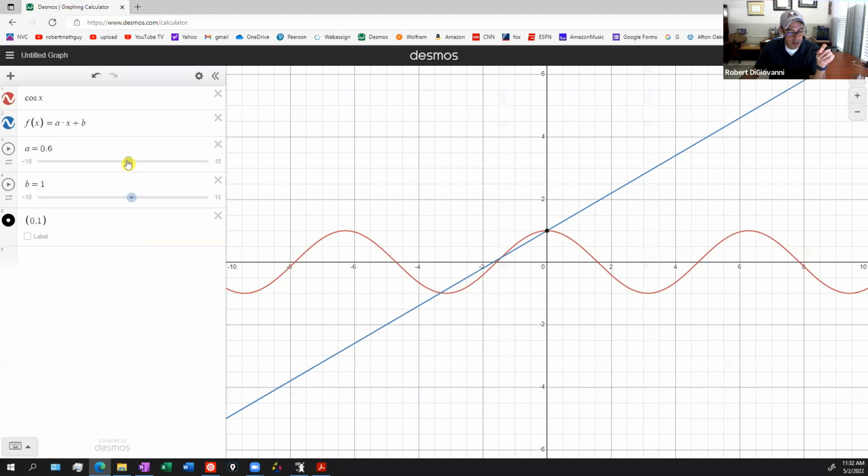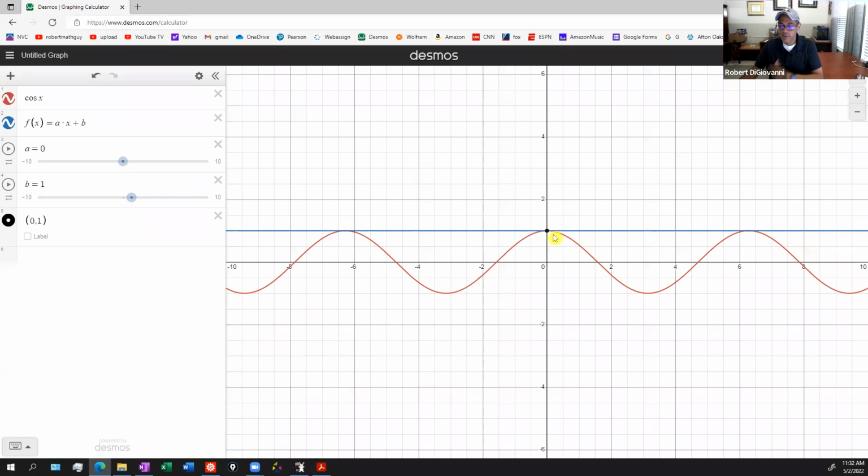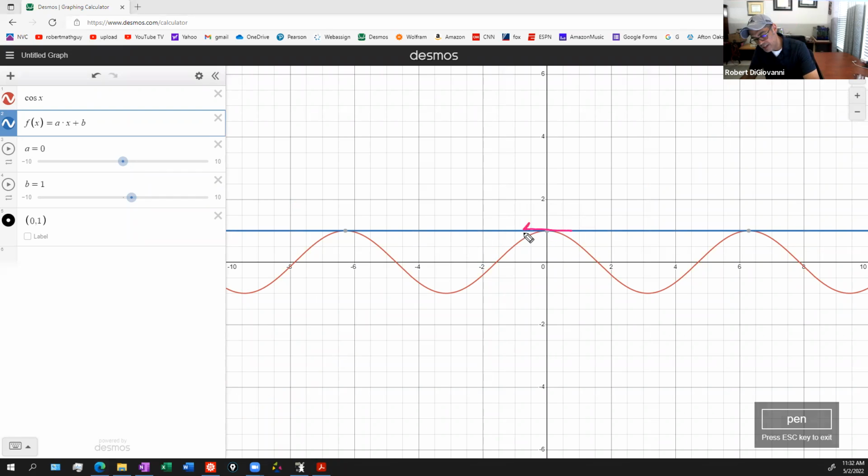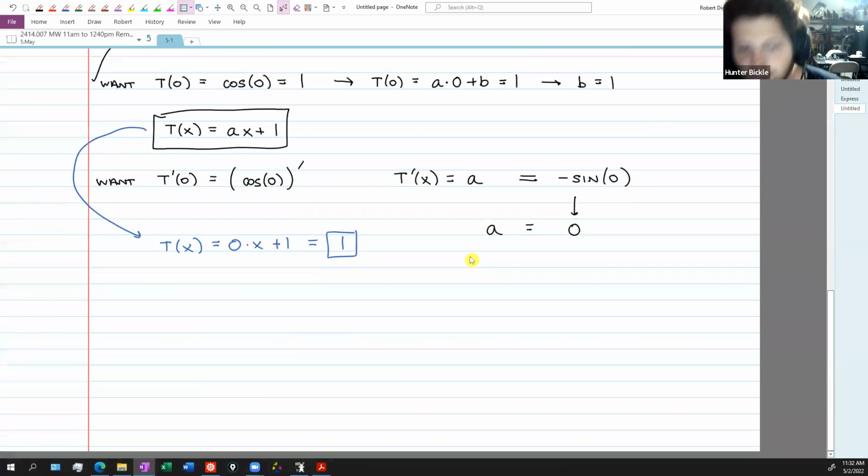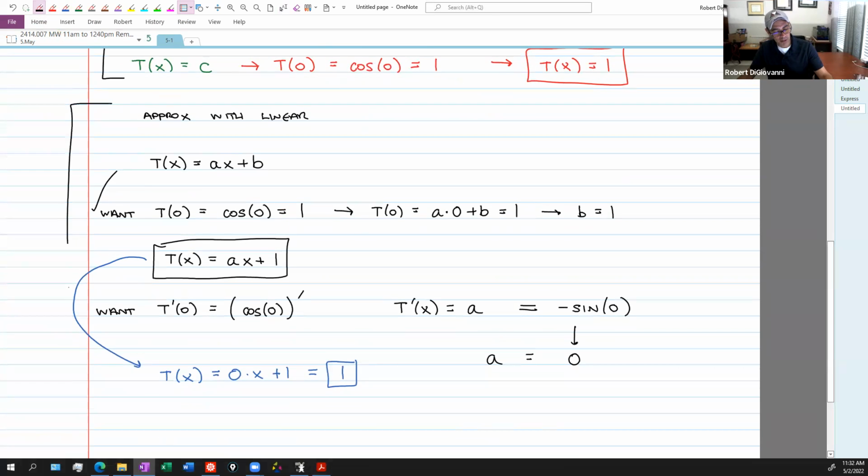So if I come back here and I let a be zero, both of these have the same tangent line, don't they? Both of these have the same slope on that tangent line. Understand? What would be better than a linear function? Step it up, right? Let's go quadratic. Let's try and approximate with the quadratic. So this, I'm done. It's not a very good approximation, we know that.